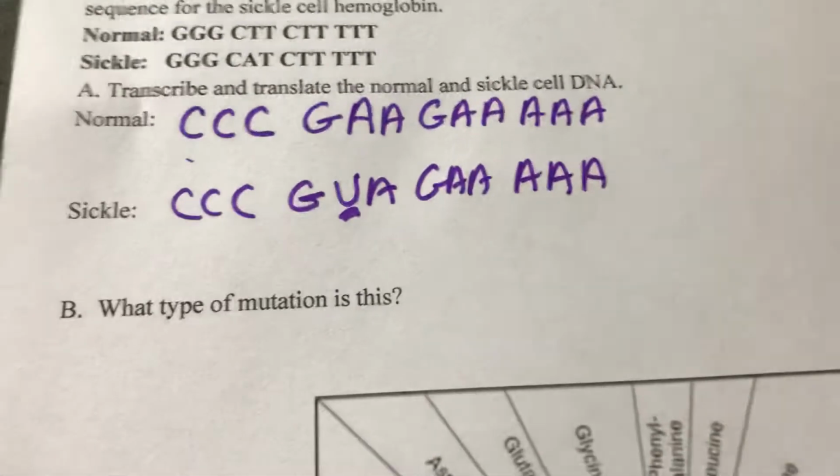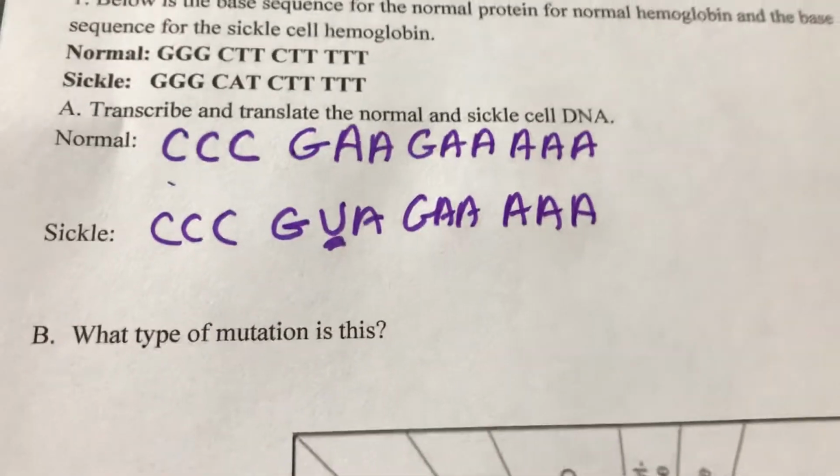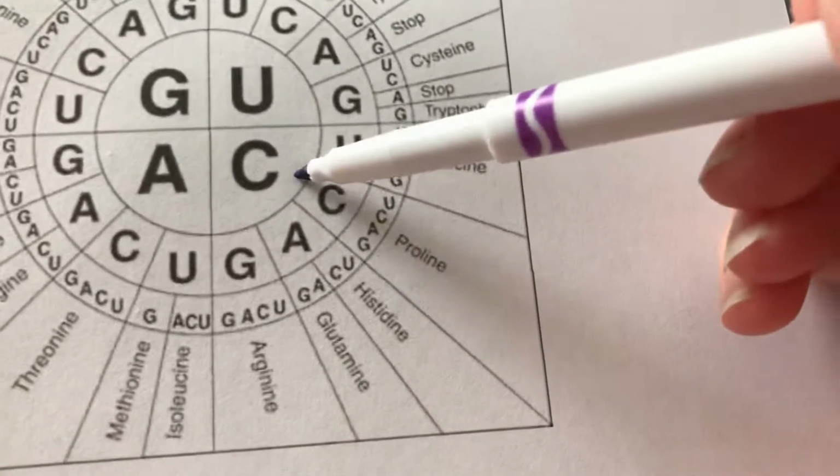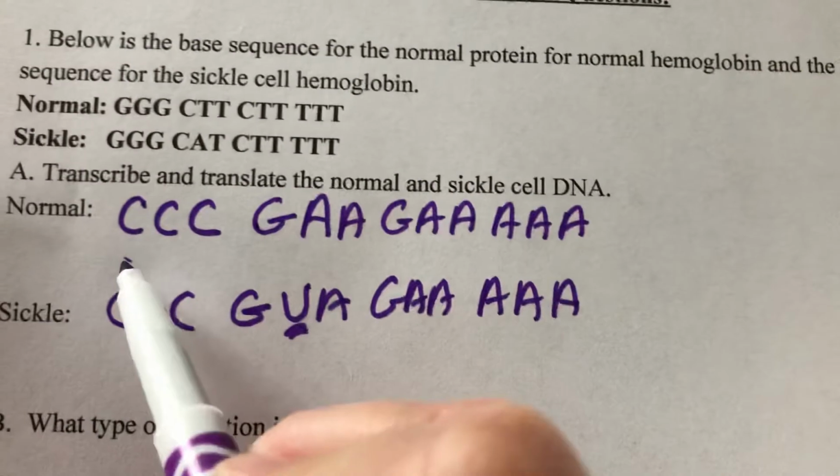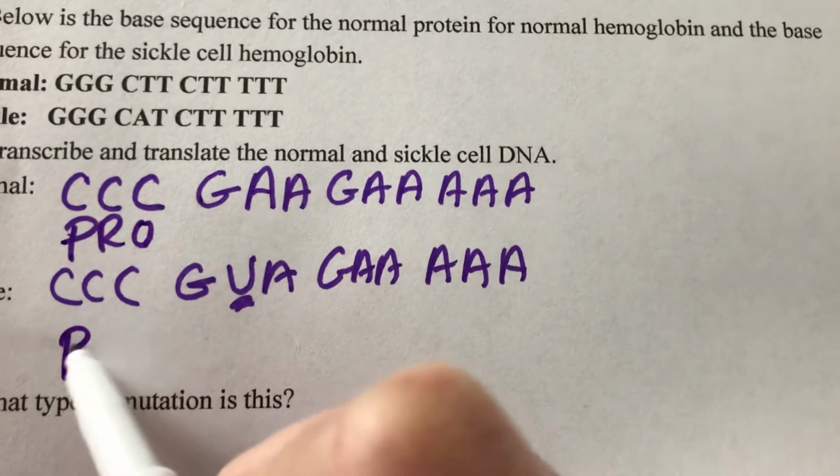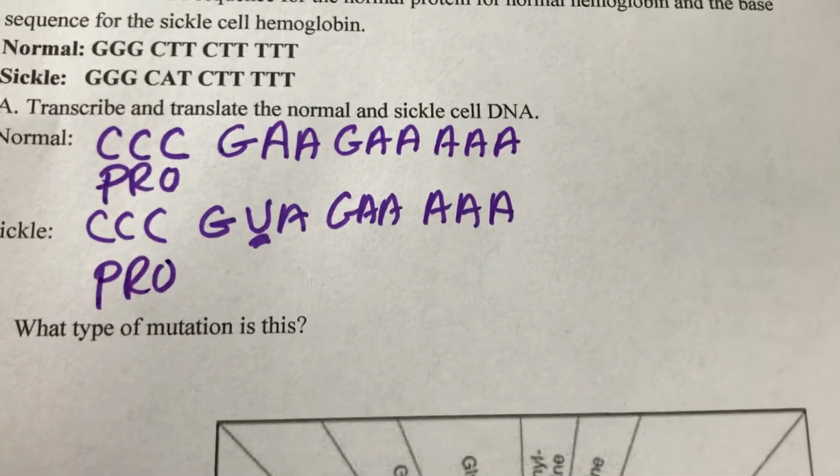Okay. Then we have to translate those. So CCC, when we come down to our chart, CCC is going to be proline. So that's going to be pro and pro. It's the same for both of them.